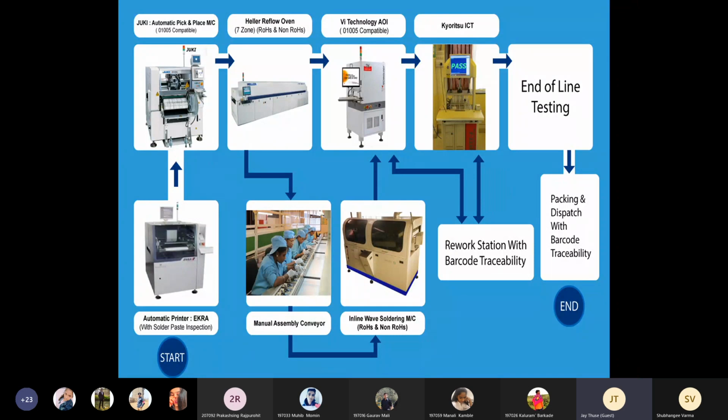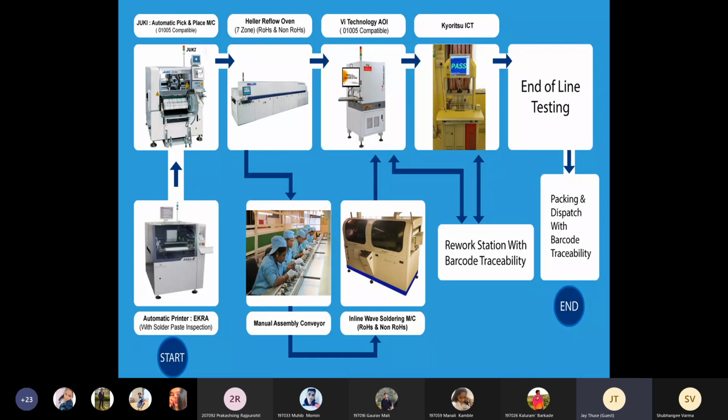So AOI is all about automatic optical inspection. ICT is exactly where, on an electrical level, the PCB assemblies are checked whether they are operating correctly or not, or whether the assembly has happened correctly or not. AOI stands for automatic optical inspection, and ICT stands for in-circuit tester. All these stages we have come across so far, the ACRA automatic printer, Juki pick and place machine, reflow oven, AOI, ICT, that is all about SMD assemblies.